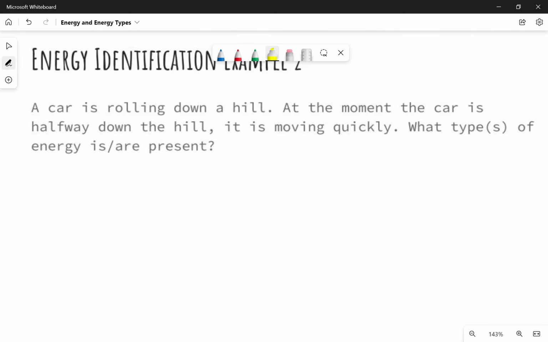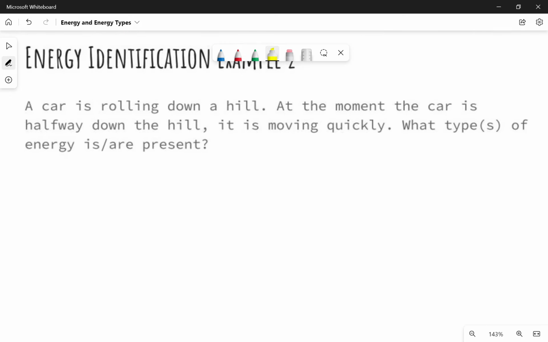So next energy identification example, I've got a car that's rolling down a hill, and I'm looking at the moment the car is halfway down the hill where it's moving quickly, and I want to know what types of energy there are. So again, if you go back to your questions, we have, is it moving? Is it at a relative height? Is anything stretched or compressed? So if we go through these questions, I'll draw a little doodle to help us out here.